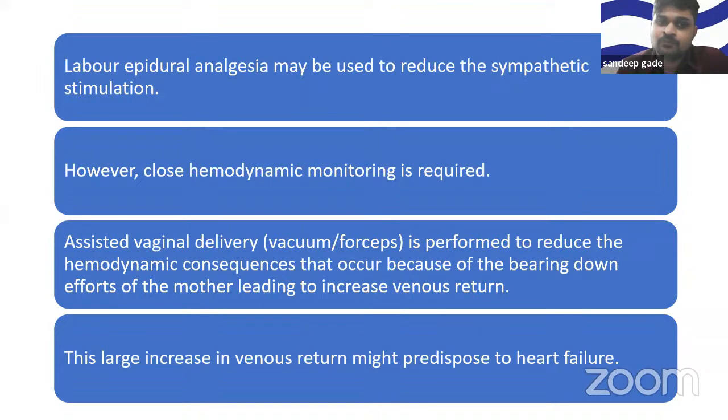However, whenever we provide labor epidural, we must avoid large bolus doses, and close hemodynamic monitoring is required, as epidural analgesia may lead to hypotension. During the second stage of labor, to avoid the hemodynamic consequences that occur during the bearing down efforts of the mother, assisted vaginal delivery with the help of vacuum or forceps is performed. The large increase in venous return that occurs during the second stage of labor may predispose the patient to heart failure.